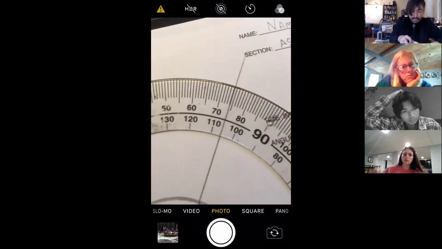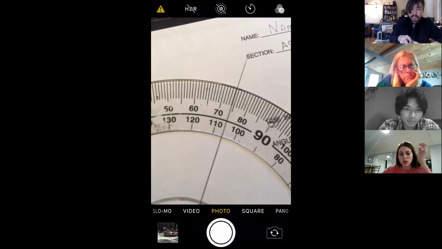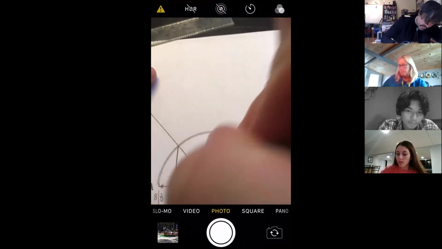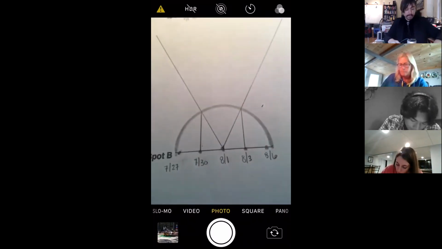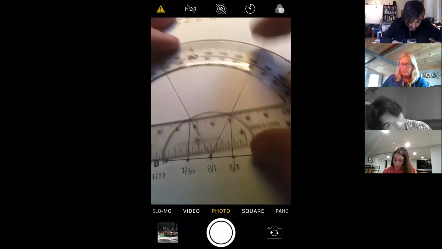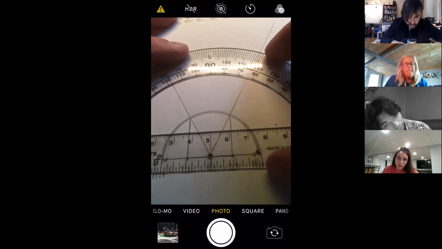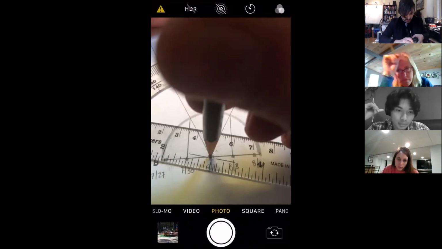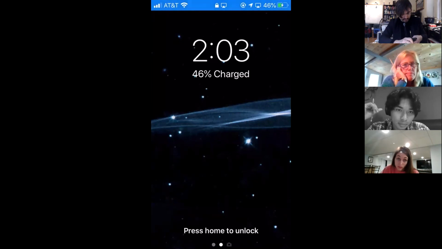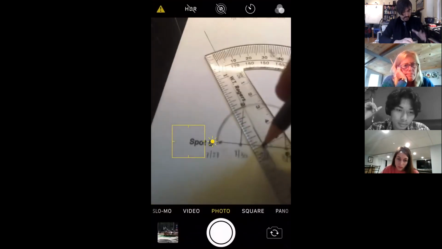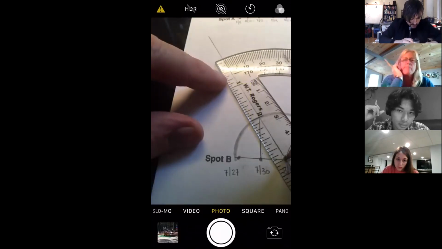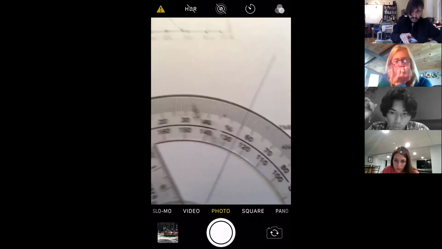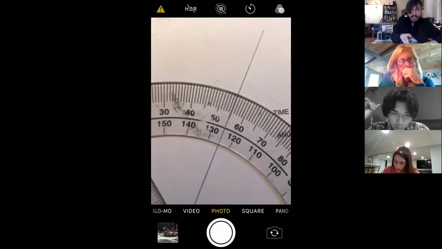So what would you guys say the angle is? 74. Okay. So we'll write that down here in the elbow. 74 degrees. Let's do it for our B spot as well. You pin it and you spin it. You put the vertex at the hole, okay? You pin with your pencil until 0 degrees lines up with one of your arms. Then we measure our angle. Looks like 55 to me.